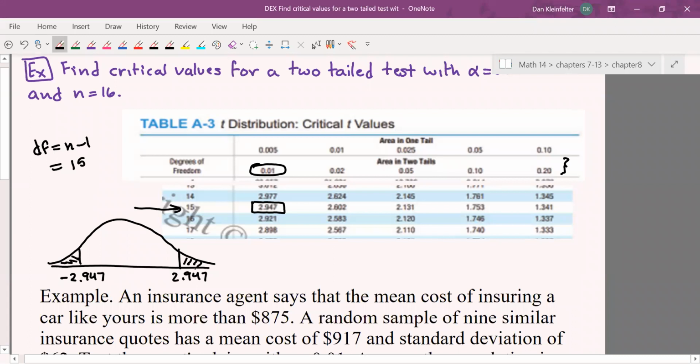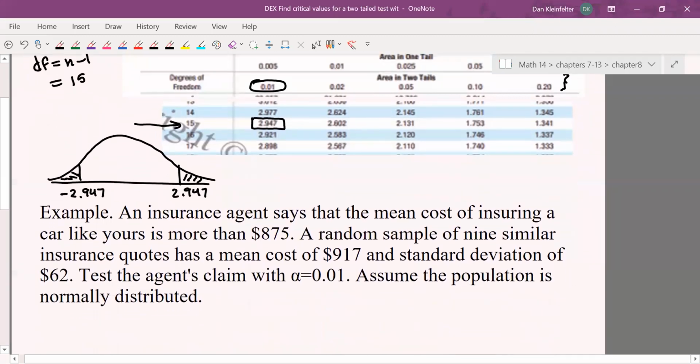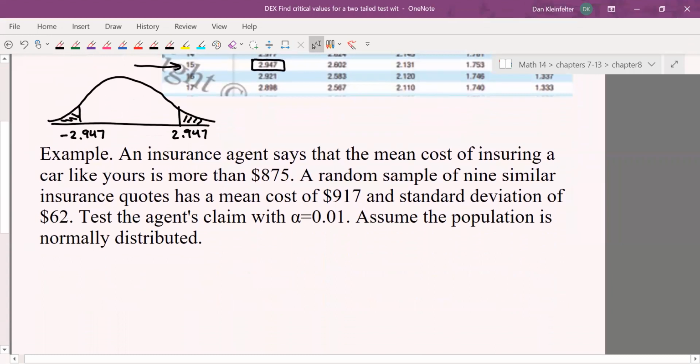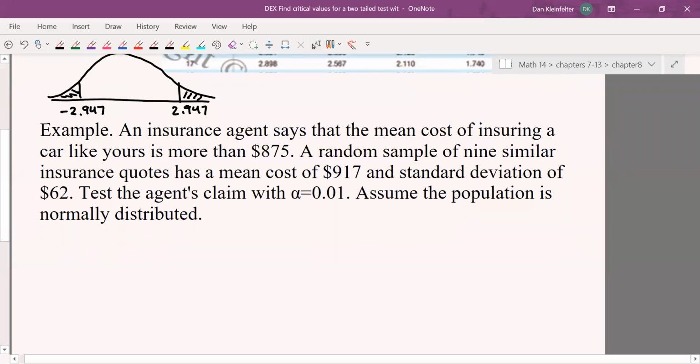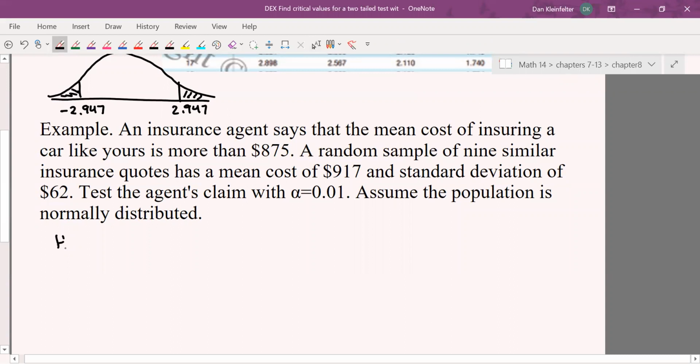Now it's time for us actually to execute a full hypothesis test. So let's try this one. Here it says an insurance agent says that the mean cost of insuring a car like yours is more than $875. A simple random sample of 9 similar insurance quotes has a mean cost of $917 and a standard deviation of $62. We're to test the agent's claim with an alpha of 0.01, we'll assume the population is normally distributed. All right, so I'm going to start by making the hypotheses.